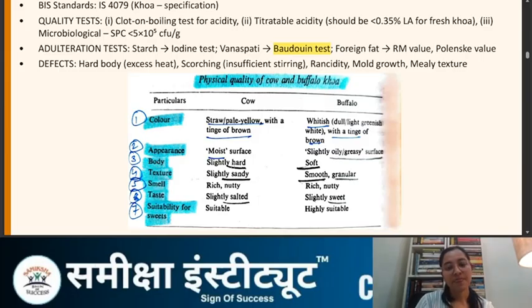In the case of body, cow khoa will be slightly hard, whereas buffalo khoa will be softer in nature. Then the texture will be sandy in cow khoa, whereas it is not so in buffalo khoa; it will be smooth as well as granular. Then the smell will be rich and nutty in both, and the taste will be slightly salted and slightly sweet. So suitability is greater in the case of buffalo khoa. Buffalo khoa is preferred over cow khoa, or khoa produced from cow milk will be less preferred compared to that produced from buffalo milk.